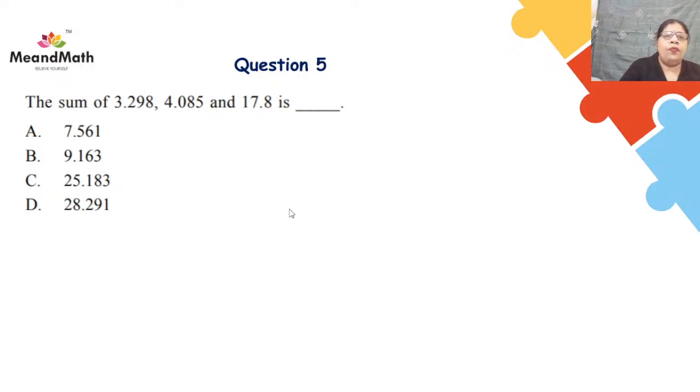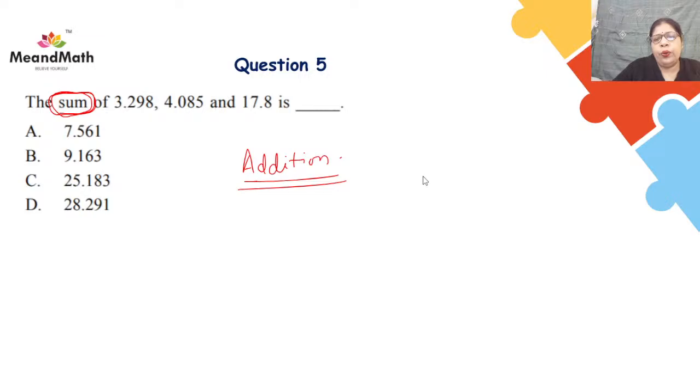What is the sum of 3.298, 4.8085, and 17.8? What do you mean by sum? The very first question is, what do you mean by sum? Sum means addition. As you are in higher grades, you must be knowing the meaning of sum. So what you have to do, you just have to add all of these decimal numbers. Let's see who adds them first and gives me the correct answer.